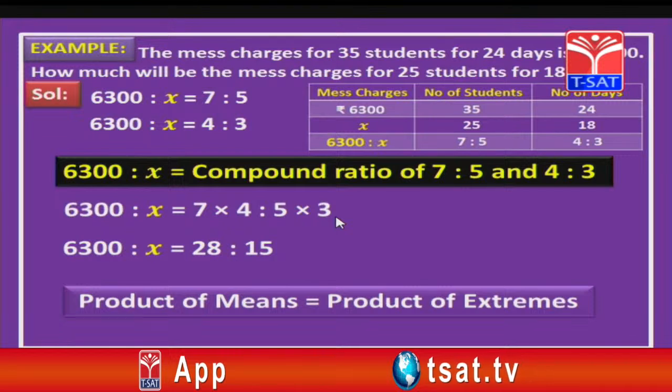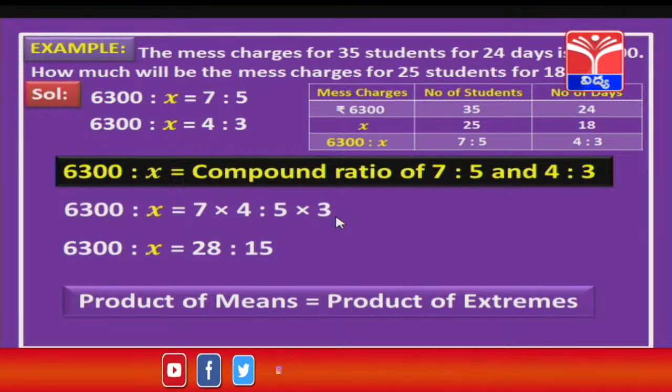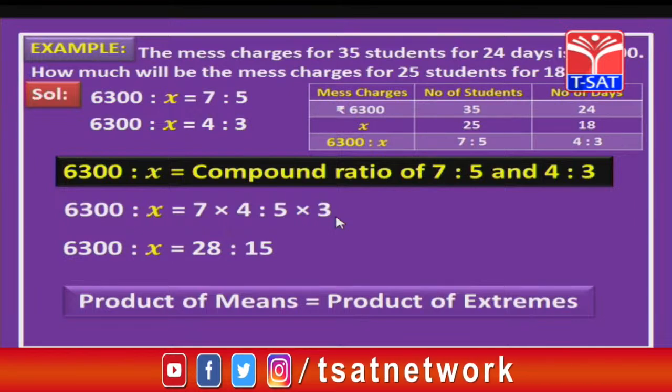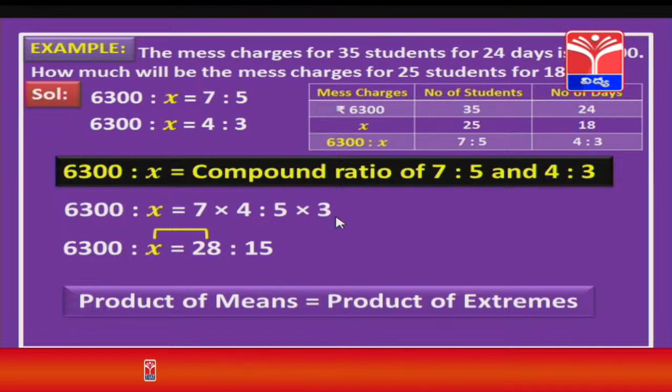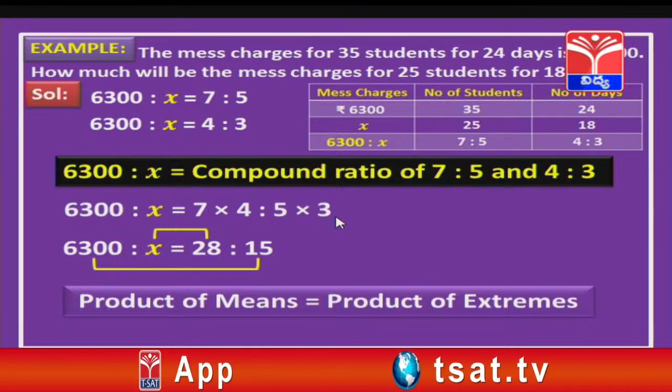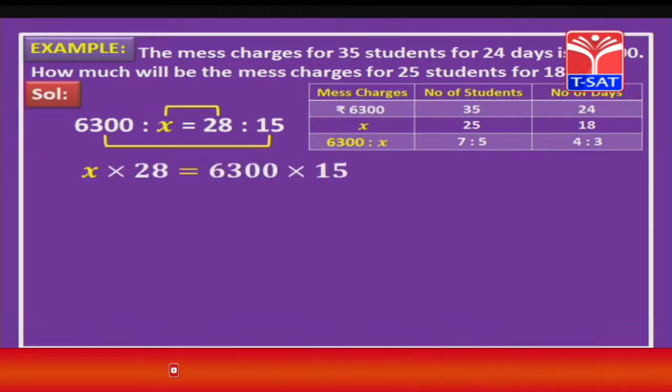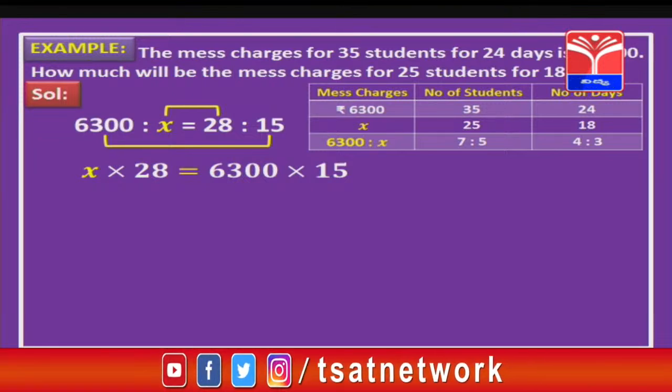And we have already seen that whenever two ratios are equal, we can write product of means is equal to product of extremes. Now let us see what the means are here. Yes, x and 28 are means. And what about the extremes, children? Yes, 6300 and 15. So I get x into 28, product of means, equal to 6300 into 15, which is product of extremes.